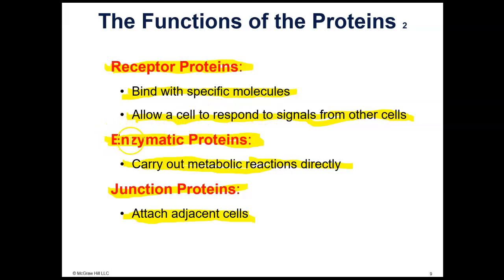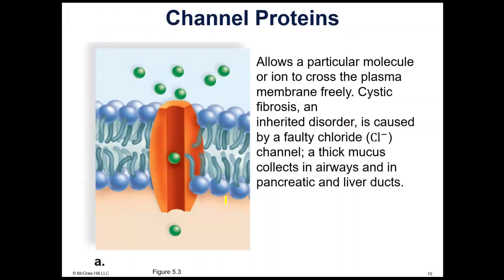So I'll give you an example. Well, we're going over these, so there's probably an example in the slides. Okay, there's also proteins that are called enzymatic proteins. This is the same thing as just enzymes, and we already know what enzymes are. Enzymes are protein catalysts. They speed up chemical reactions. And then there are junction proteins, and junction proteins attach the cell to adjacent cells.